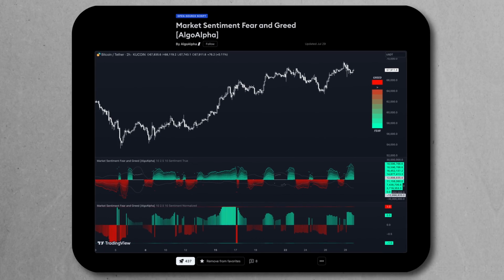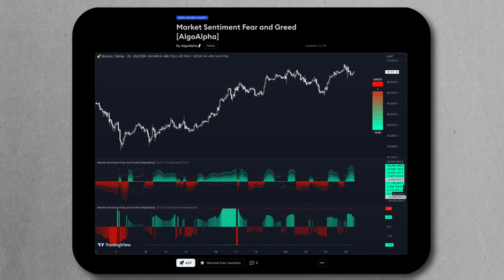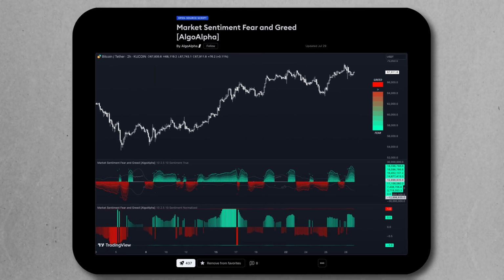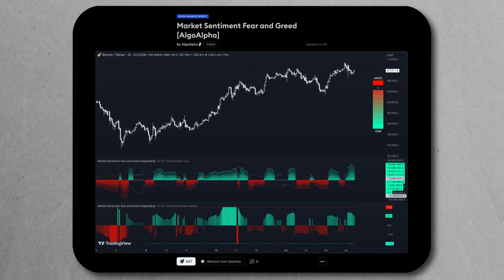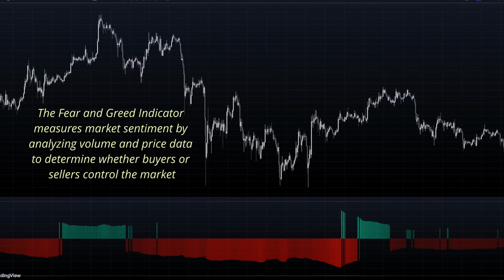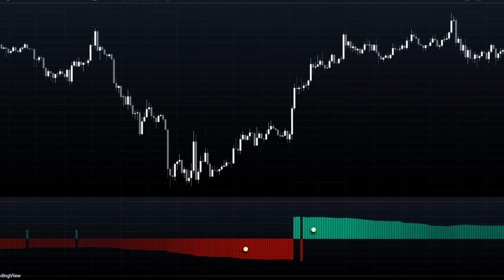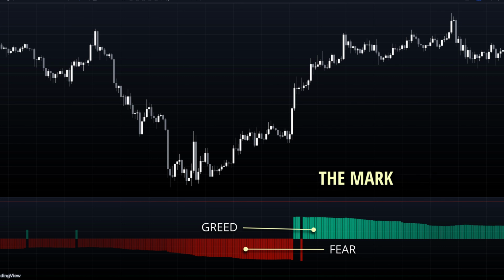I use the Market Sentiment Fear and Greed by Algo Alpha. We've reviewed this indicator in our previous videos, so here's a brief overview and use case. The Market Sentiment Fear and Greed indicator analyzes market psychology by calculating a sentiment score from volume and price data. It measures whether buyers, greed, or sellers, fear, are controlling the market.